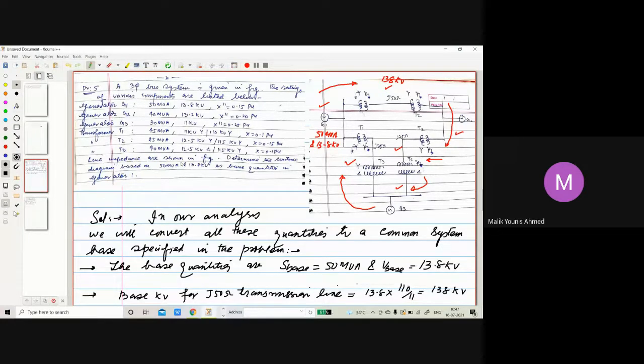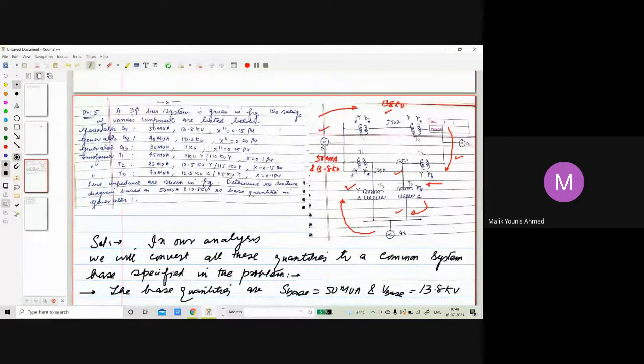So which of them should match? 115. So definitely this has to be 115 and the other one has to be 12.5, because we are getting a base kV on this side of the generator of 138. So it will be 138 multiplied by secondary. Secondary is here 12.5 by 115. So that has to be very clear.